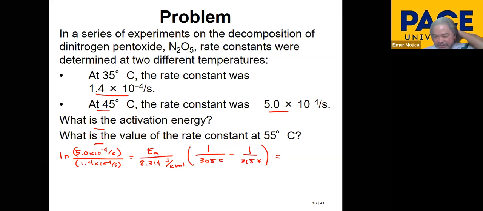Because once I have the Ea, what will I do? I do the same thing, but this time I have a k2 here, and maybe I'm going to use the 1.4 times 10 to the negative 4. And this time I'm going to use whatever Ea that I have.